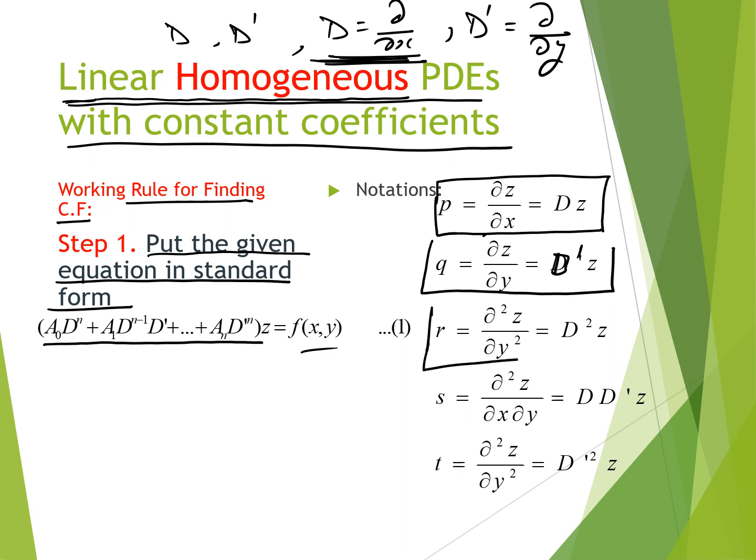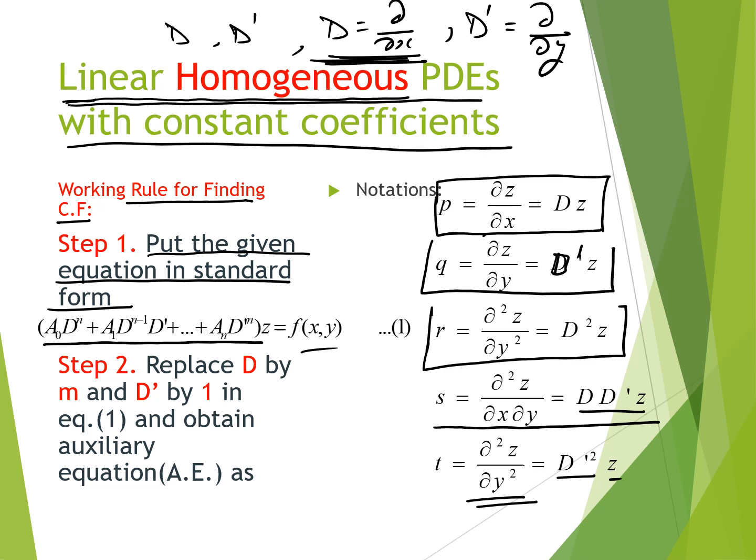The double derivative with respect to x is represented as D square, the double derivative with respect to x and y is represented as D D dash, and the double derivative with respect to y twice is represented as D dash square, operating on z. So by replacing it, now the second step: replace capital D by m and replace D dash by 1. By doing so, you will get the auxiliary equation.